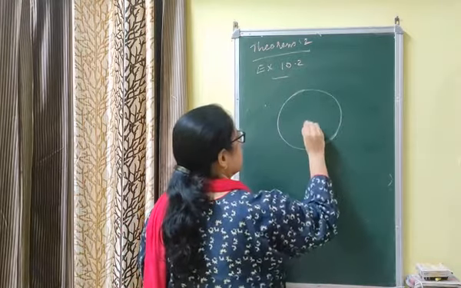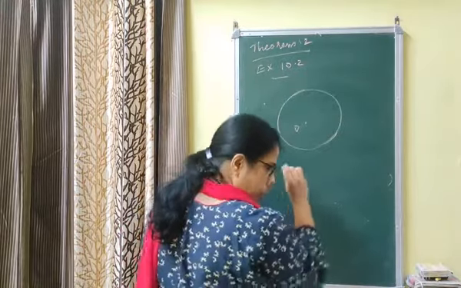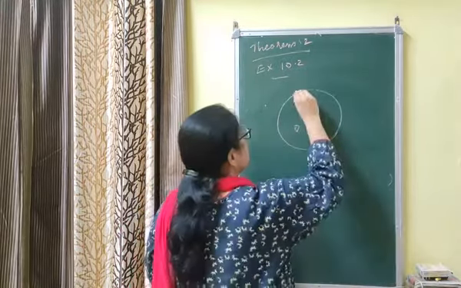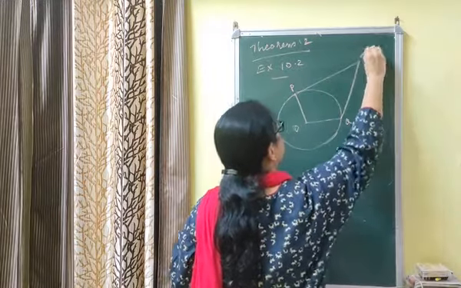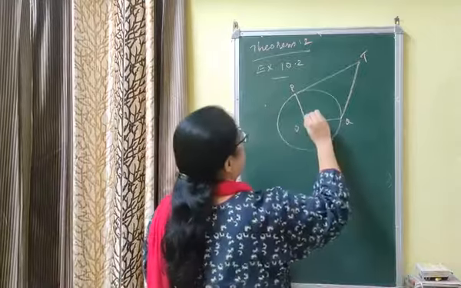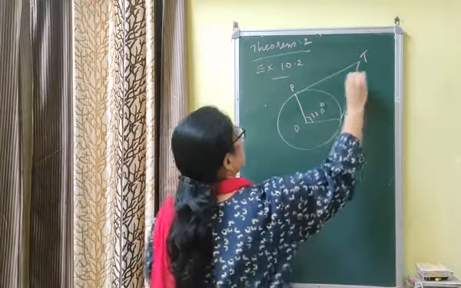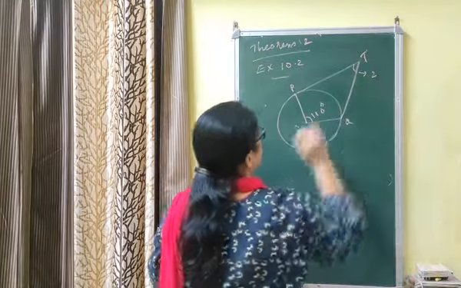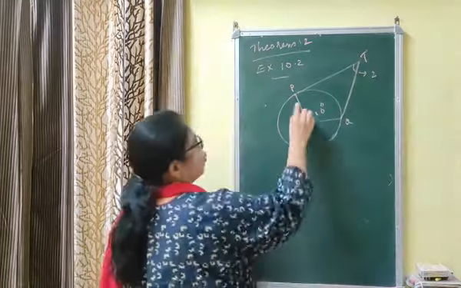You are given a circle. Let O be the center, and two radii are given, OP and OQ, and from P and Q, two tangents are drawn as PT and QT. You are given that this angle is 110 degrees. You have to find this angle. Since OP and OQ are radii, these two angles are 90 degrees.